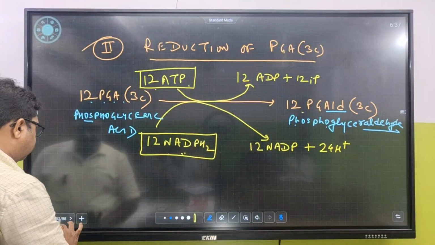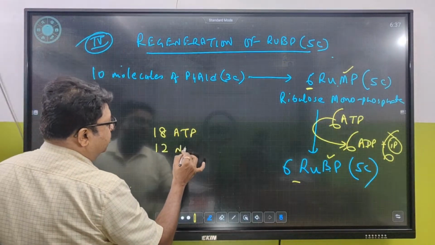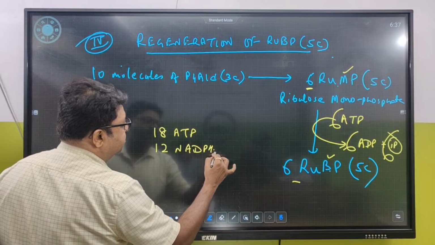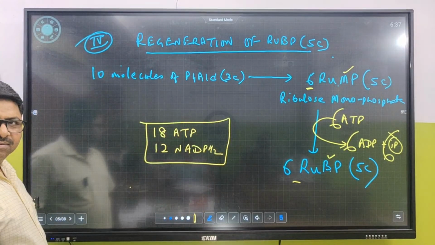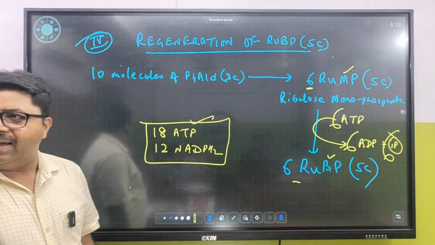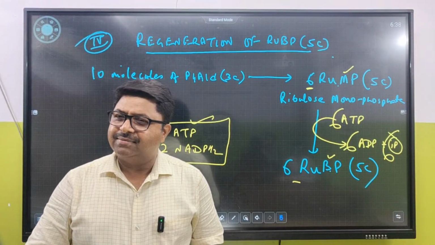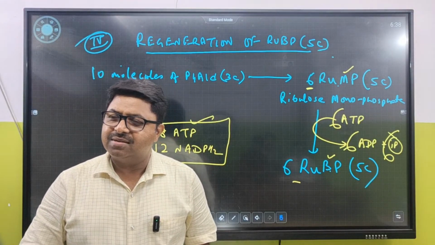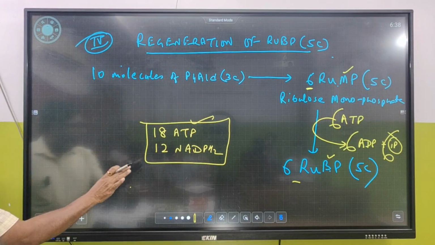12 NADPH2. How many? 12 NADPH2. So the next one is you have utilized 12 NADPH2. This is your investment to make what? One molecule of glucose: 18 ATP and 12 NADPH2. Is this clear? Any issues with this?